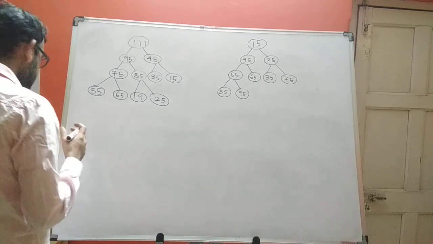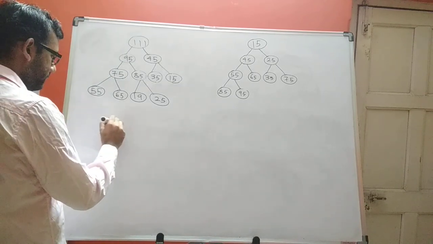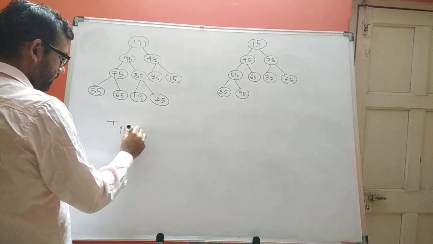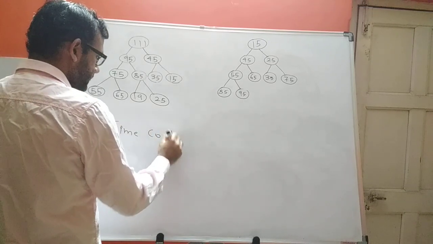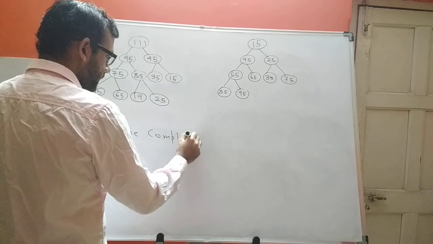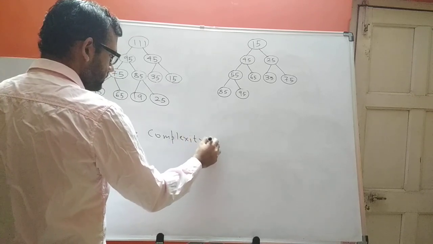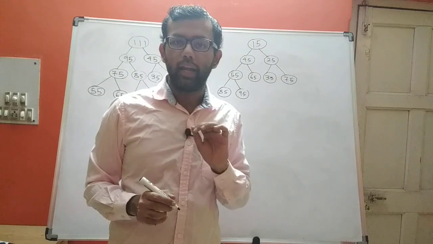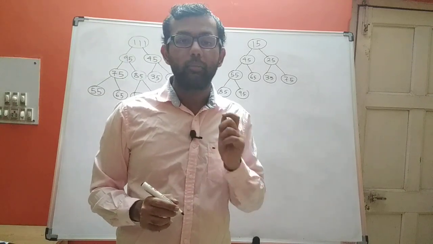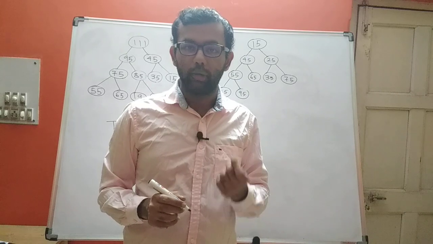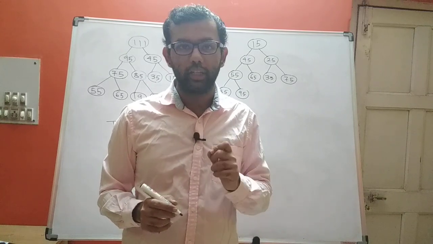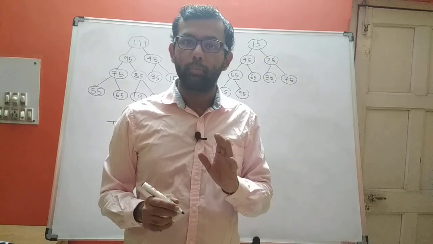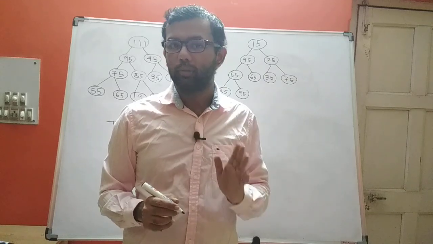Now the question is, what about the time complexity? See, when I inserted 19, I did not require any swap operations. Why? Because after inserting 19, by following the complete binary tree property, it was also found that the heap property holds. So no swapping was required.